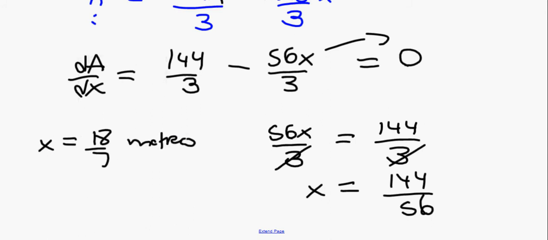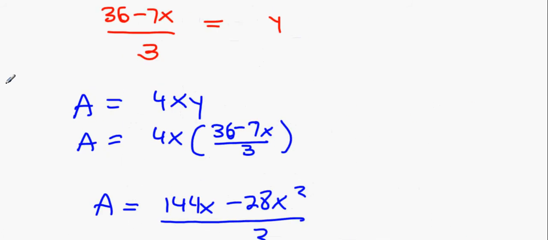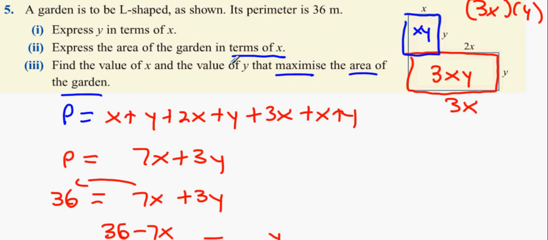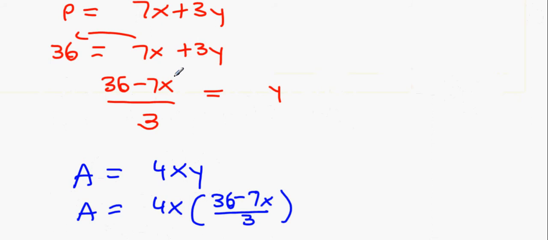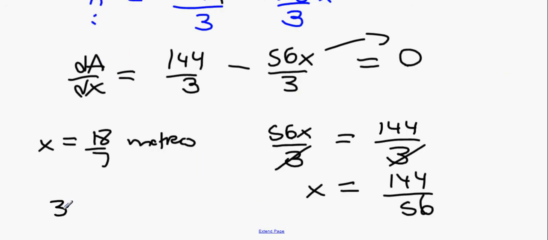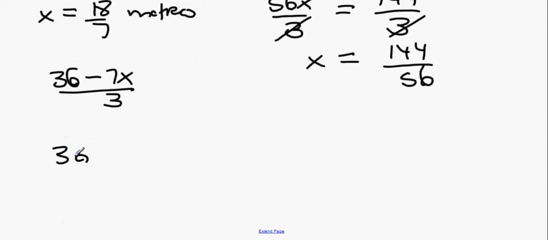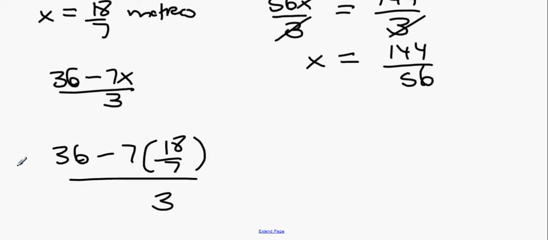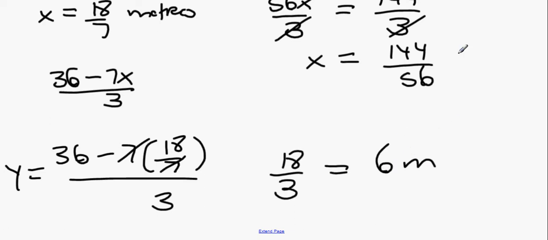Now that we have that, next we're going to figure out what y is. We need the value of x and the value of y, so we need to find out what y is. y is (36 minus 7x) over 3. So this is going to be 36 minus 7 times 18 over 7, all divided by 3. That's what y will be equal to. The 7's cancel, and we're going to get 36 minus 18, which is 18 over 3. y therefore is 6 meters, and x is 18 over 7 meters.